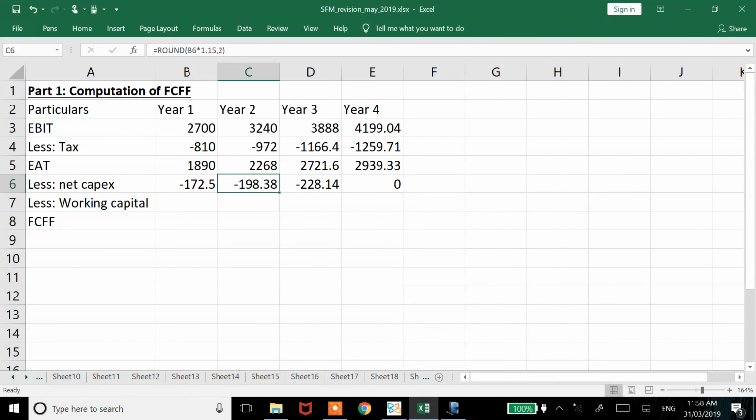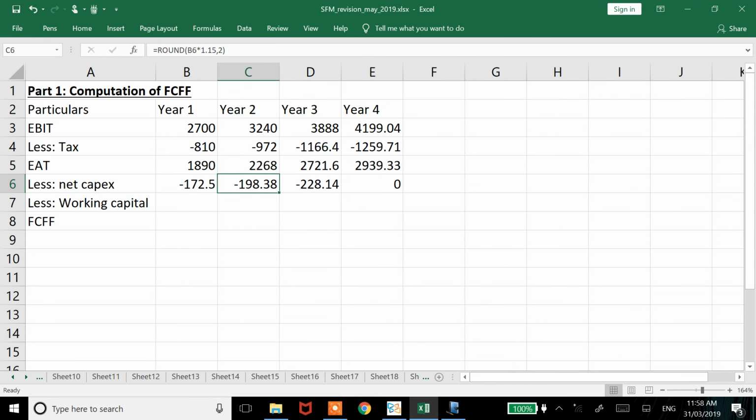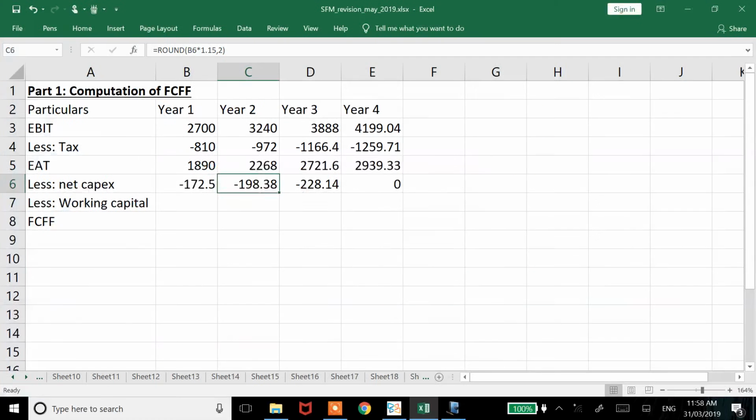And the question has in fact mentioned that capex net of depreciation will grow at 15% per annum. So last year capex net of depreciation was 150 crores. It will grow at 15%, another 15%, another 15%, and in year 4 it will be 0 because your capital expenditure will be offset by depreciation. From year 4 onwards, incremental capex will be offset by depreciation, which means capex and depreciation would remain same.